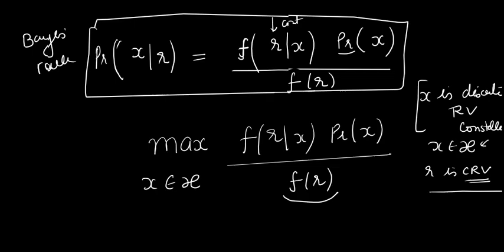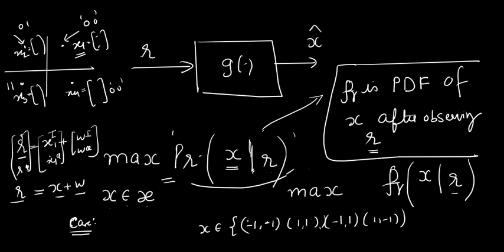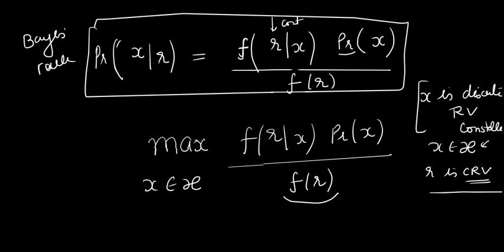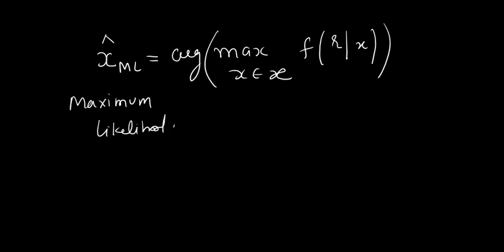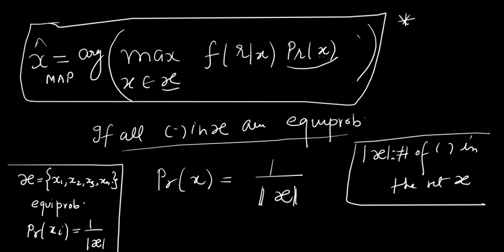I hope you have made this correction: this is a probability because X is discrete, and this is a PDF because R is continuous. And why is R continuous? Because R is X plus noise, and noise is continuous, so R will also be continuous. So this is maximum likelihood.